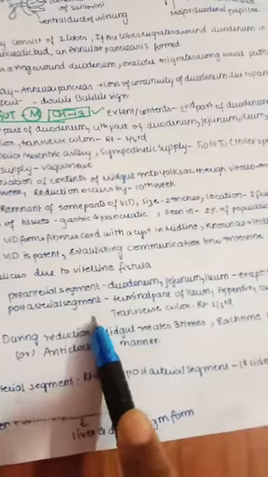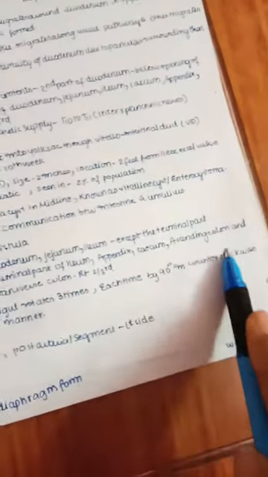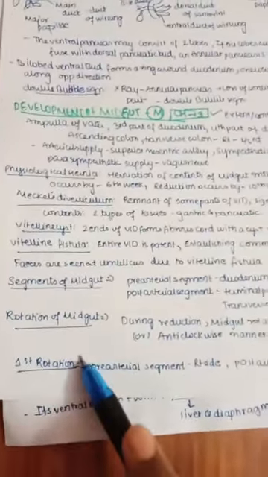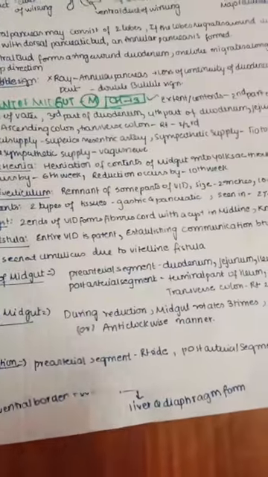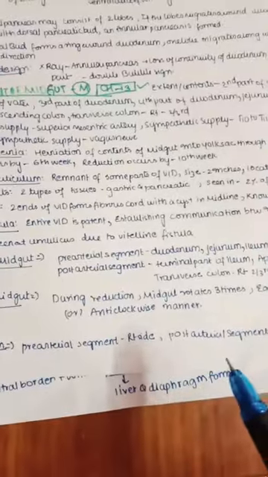And the post-arterial segments give rise to the terminal part of the ileum, appendix, cecum, ascending colon, and also the transverse colon, mainly the right two-thirds, because this is our midgut part. And the rotation of the midgut: actually, rotation takes place mainly during the reduction of our physiological hernia, that is in the 10th week.